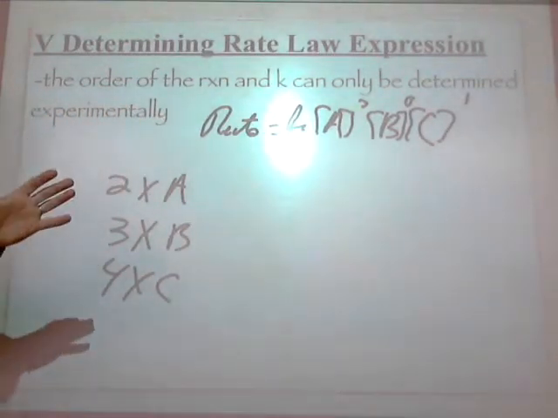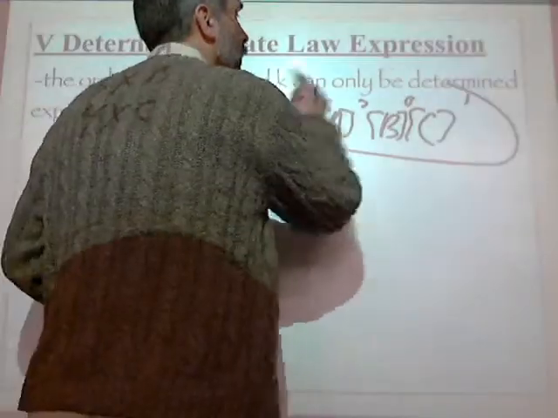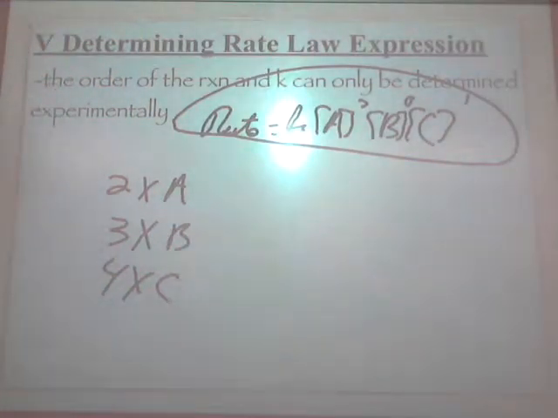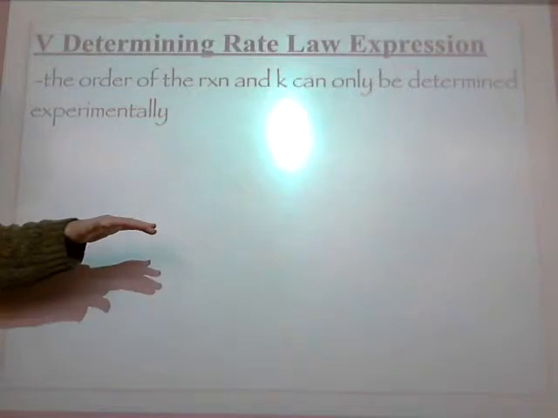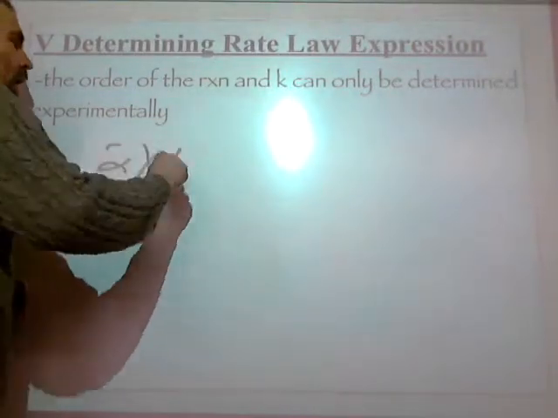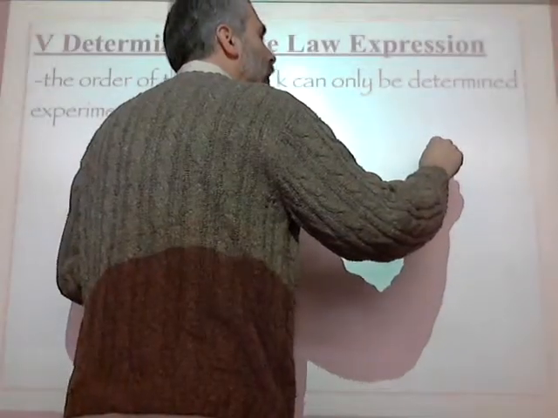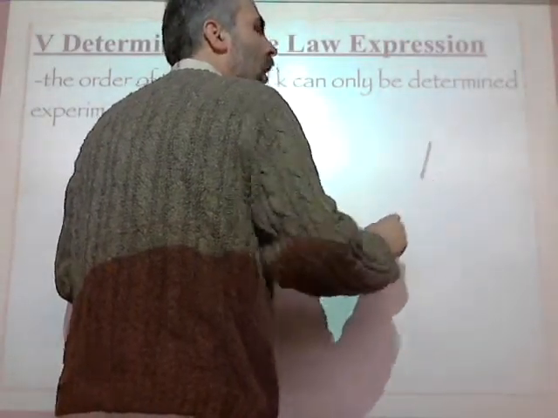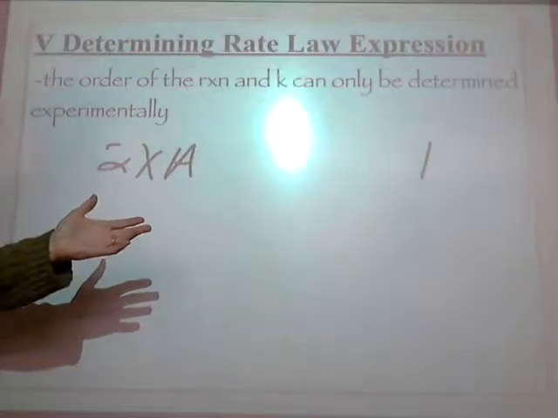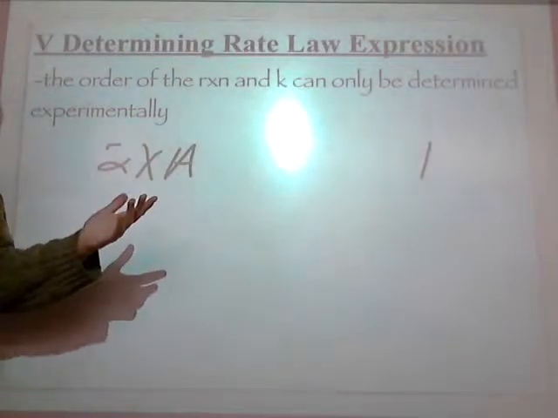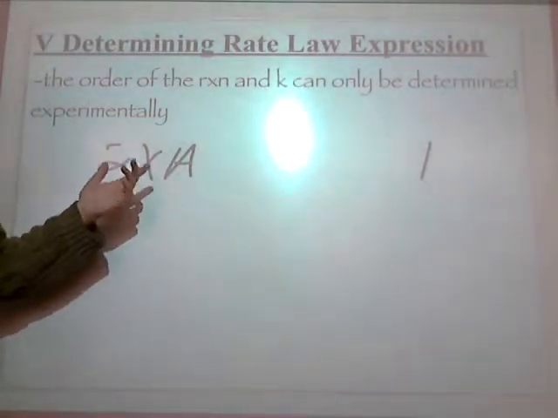Well, now I'm saying the exact opposite. I don't know what this is. So you're going to have to run trials where you double A, and then you measure the rate between those two trials. If the rate doesn't change, there's no change at all, it's 1x from what it was before, and I doubled A, what does that tell me? What is A? 0 order.